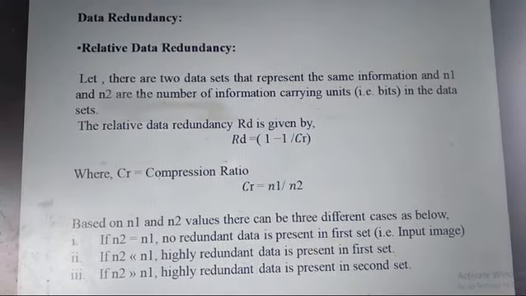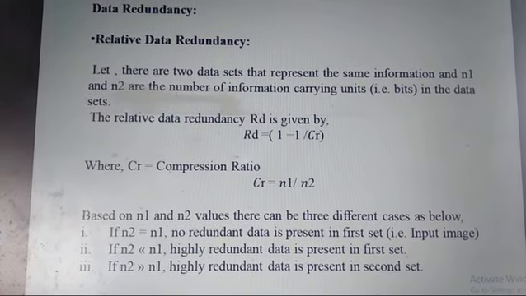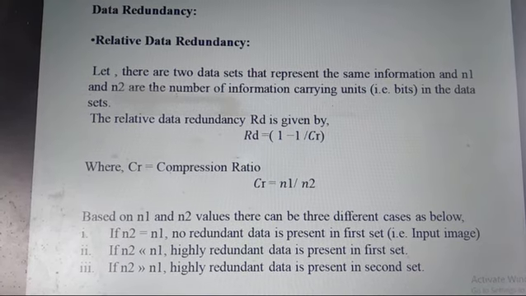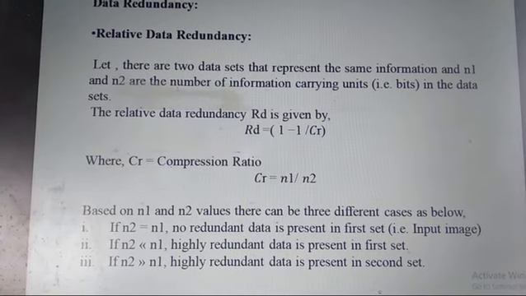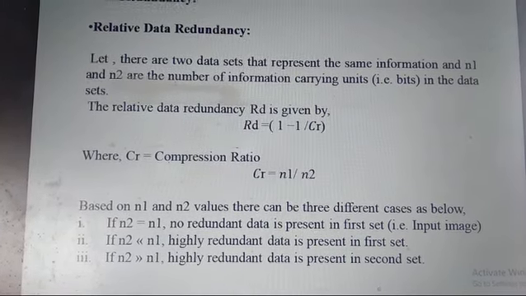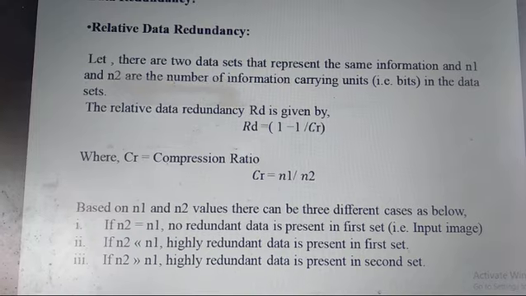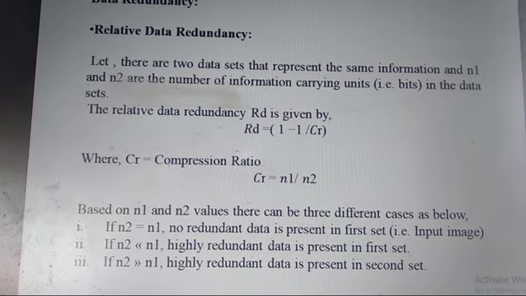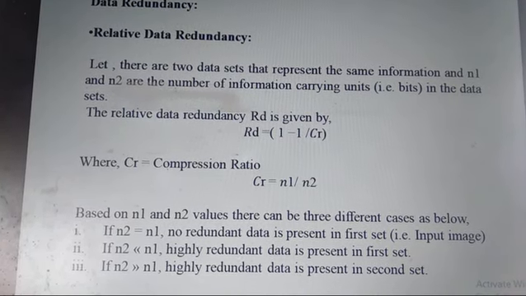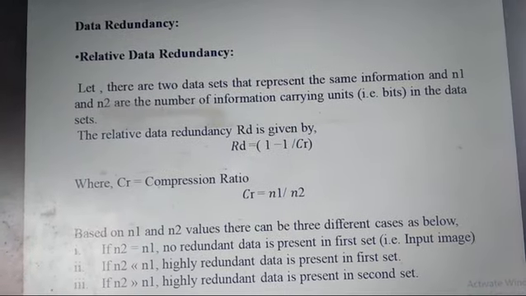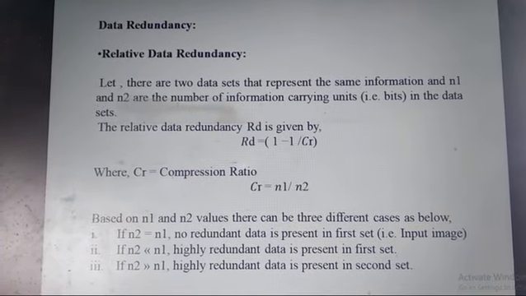Based upon these two values, there are three different cases, listed below. If N2 is equal to N1, the same information is represented in different data sets N1 and N2, so no redundant data is present in the first set. If N2 is much less than N1, highly redundant data is present in the first set. And third, if N2 is much greater than N1, highly redundant data is present in the second set. Depending upon this, we can reduce the data required to represent the information.